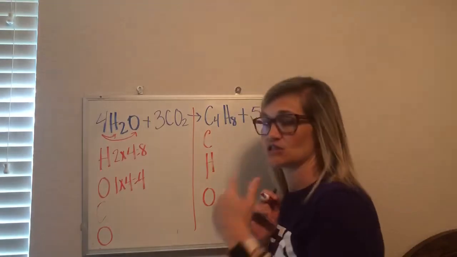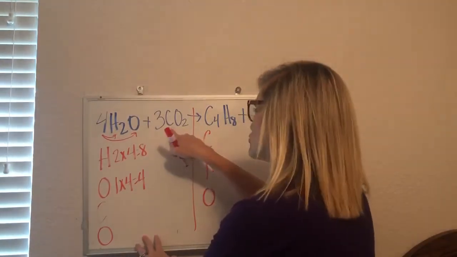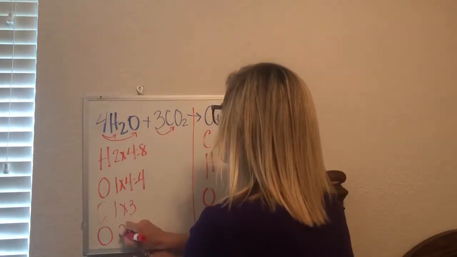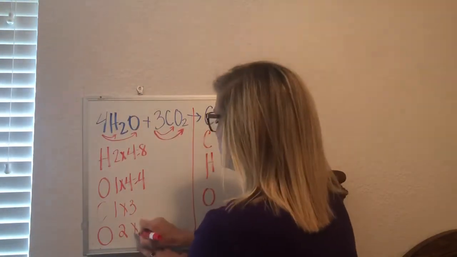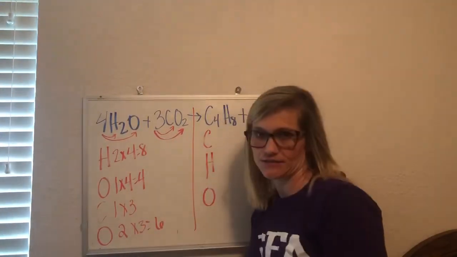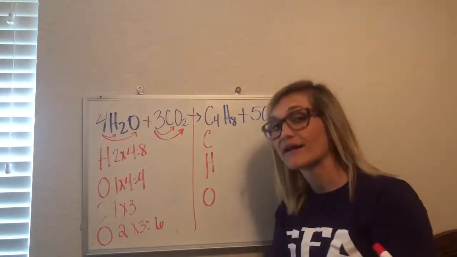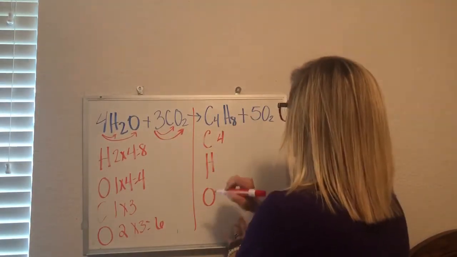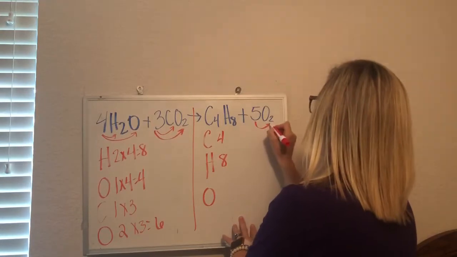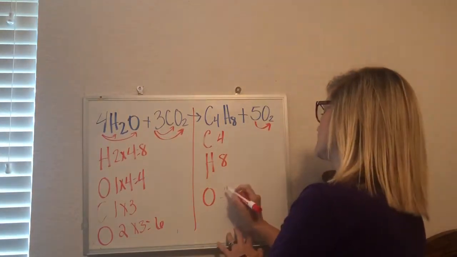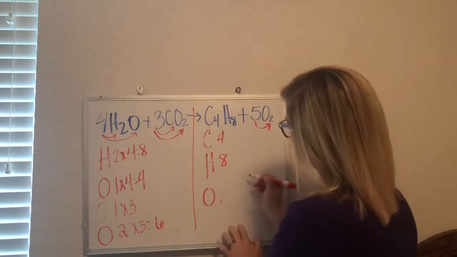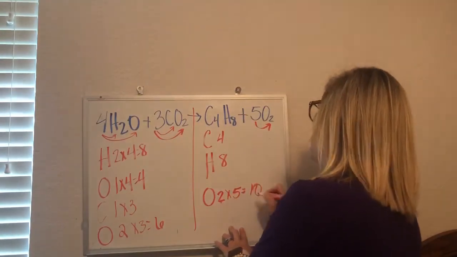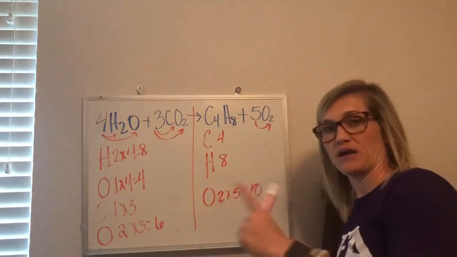So we're going to move on to the next compound in the equation, and that's going to be 3CO2. So that's 3 molecules of carbon dioxide. There's 1 atom of carbon times 3. 2 atoms of oxygen times 3, and that's 6. Okay? Moving on to the product side, 4 atoms of carbon, 8 atoms of hydrogen, 2 atoms of oxygen times that coefficient. And that's 10.